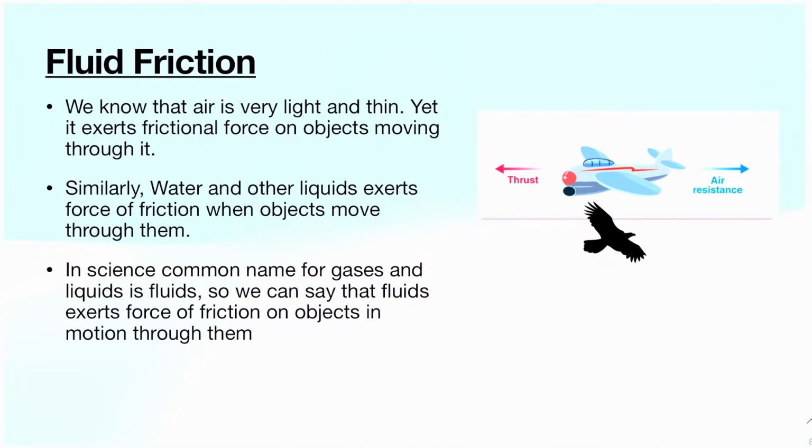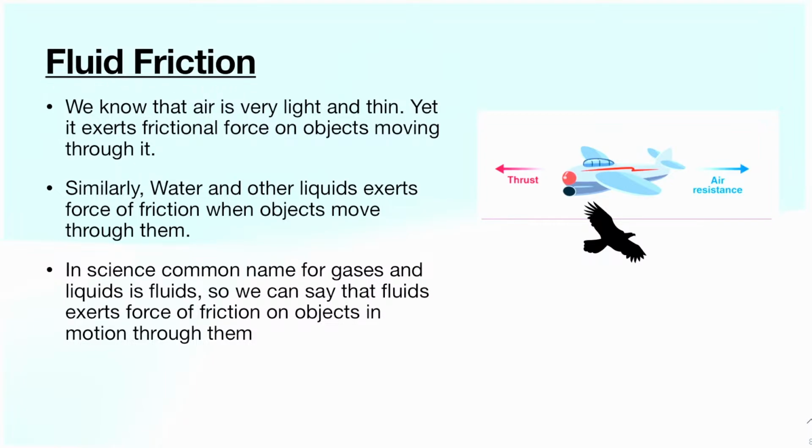Next, we also have another kind of friction which is called fluid friction. In air and in water, we do have friction which prevents the object from moving. But the body of a bird and the body of a fish is designed in such a way that it can cut through the friction and move easily. So the friction in water and in air together are called fluid friction.